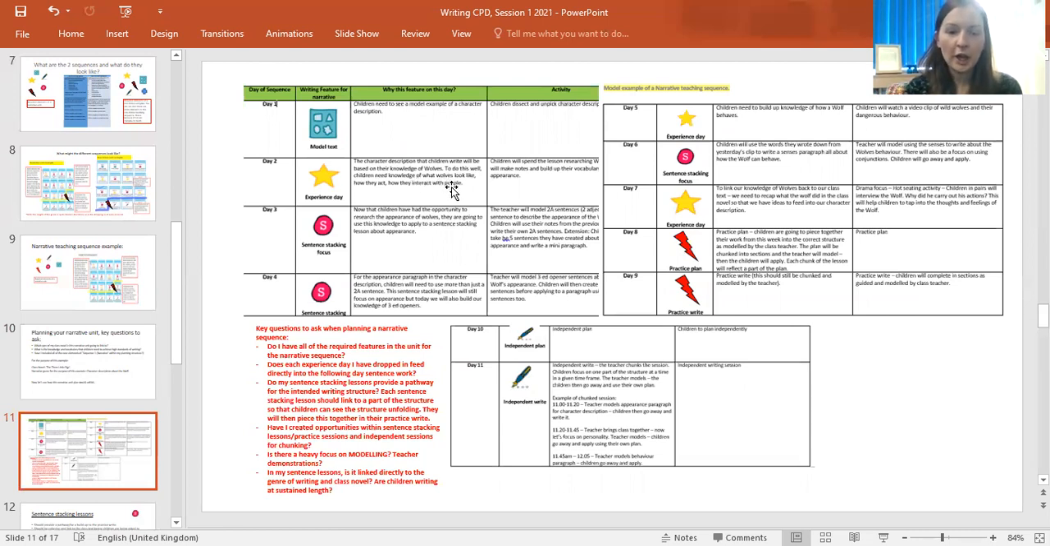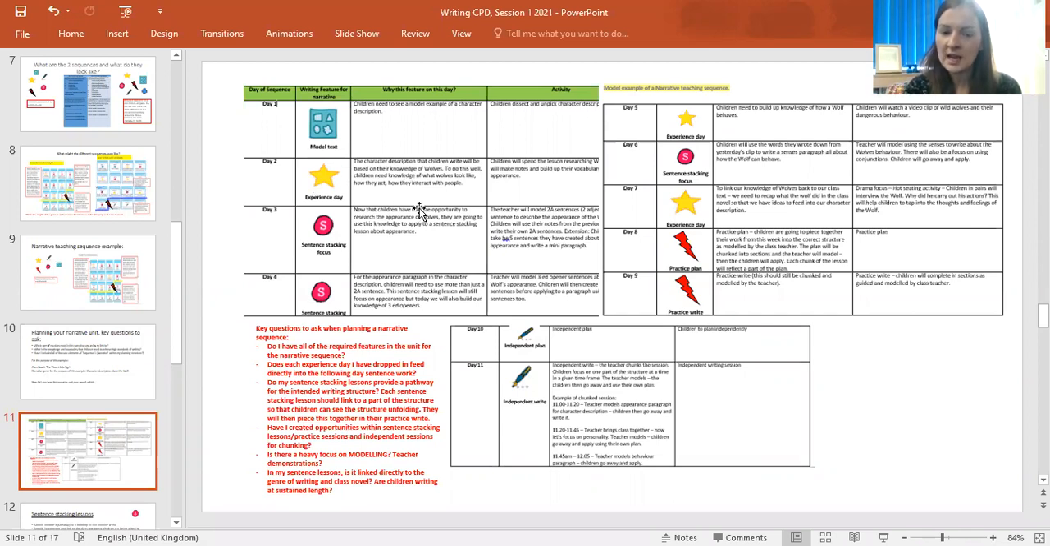Experience day: children need more knowledge of finding out about a wolf, which I already mentioned. So I'm going to have a research day in the ICT suite, and they're going to make notes of that lesson in their English book. It might be that they are role-playing, interviewing a wolf, so they can learn more about his mannerisms and his behaviour and his unpredictability. So it's whatever you see fit for the experience.